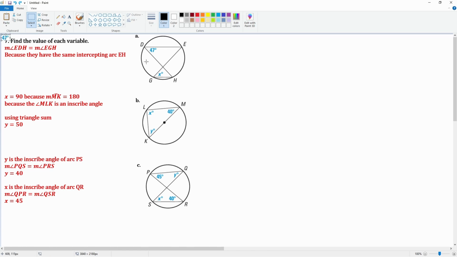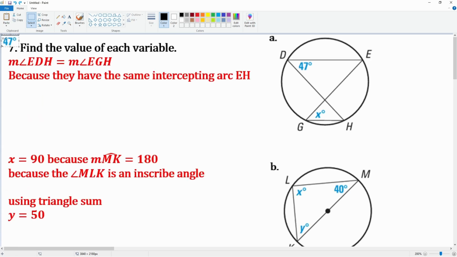I'll try and bring the 47 here. Okay. So here you go, right there. X is also 47. There you go.